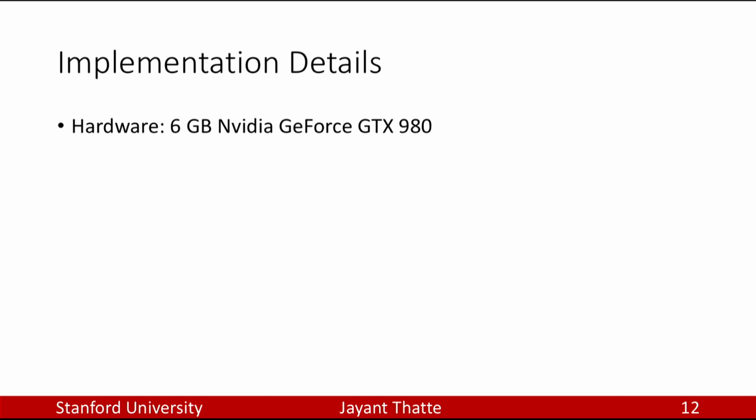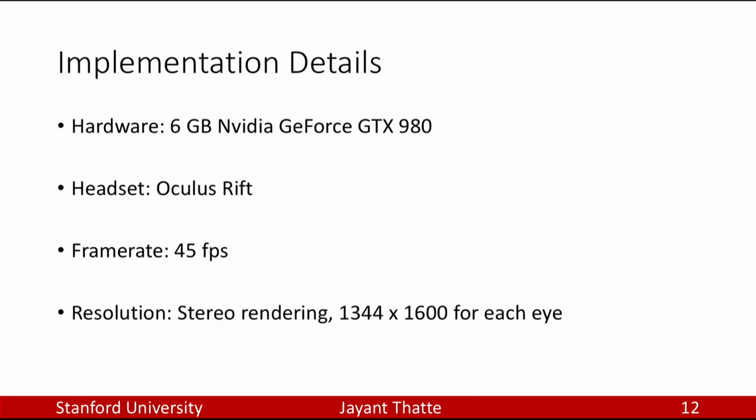Implementation details. The whole system runs on a 6 GB NVIDIA GPU. Everything is displayed on an Oculus Rift headset. Currently we're able to get 45 frames per second, but there's some more room for optimization still. And it's stereo rendering at 1344 by 1600, which is the recommended resolution for the Oculus Rift headset.